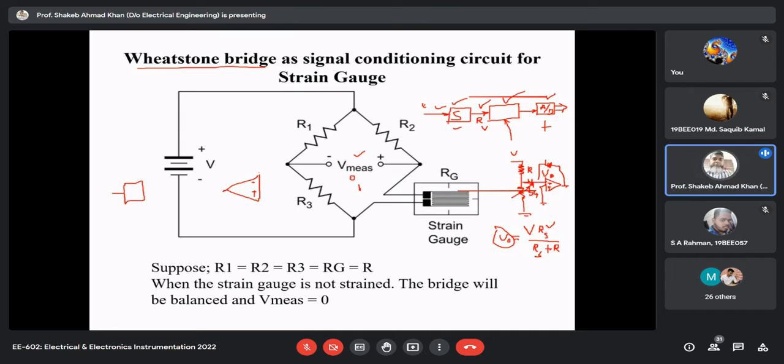In this case, you can see that differential amplifiers are used. This is connected through a resistance here, and this is connected through another resistance here.